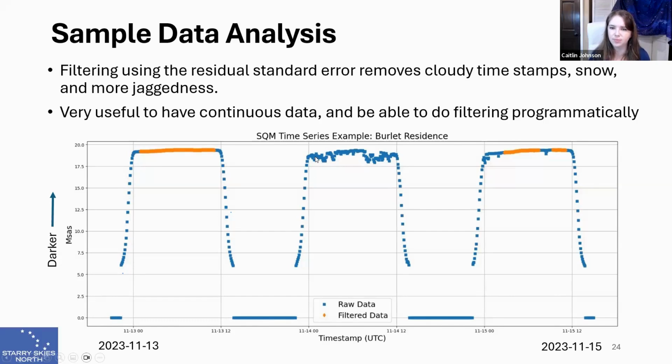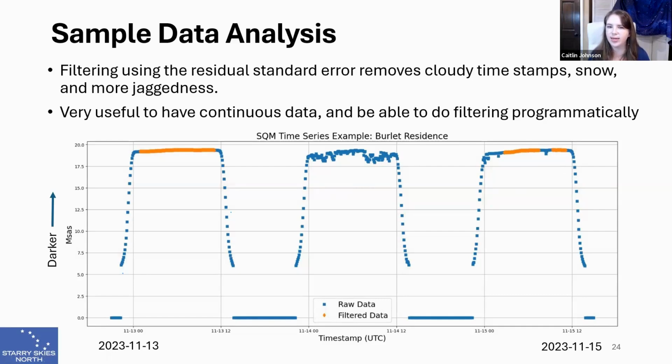This night here is pretty cloudy, so it's jagged. And you can see that it gets a little bit brighter when the clouds come through. Likewise here, it's less cloudy in this day than this day. Have clouds maybe here and here.